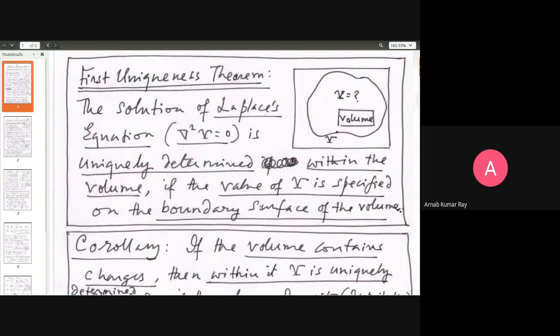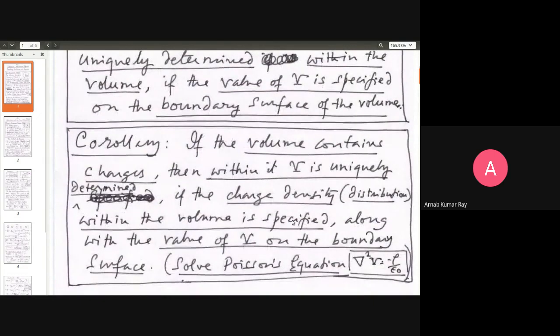Of course, you'll have to be supplied the boundary conditions because we are working with a second order differential equation, and you'll require two boundary conditions. Fine, that's there. But in addition, if the volume contains charges and the charge density distribution function rho is specified, then again the solution of V will be unique. You will not get two kinds of solutions for the same charge distribution and the same boundary conditions.